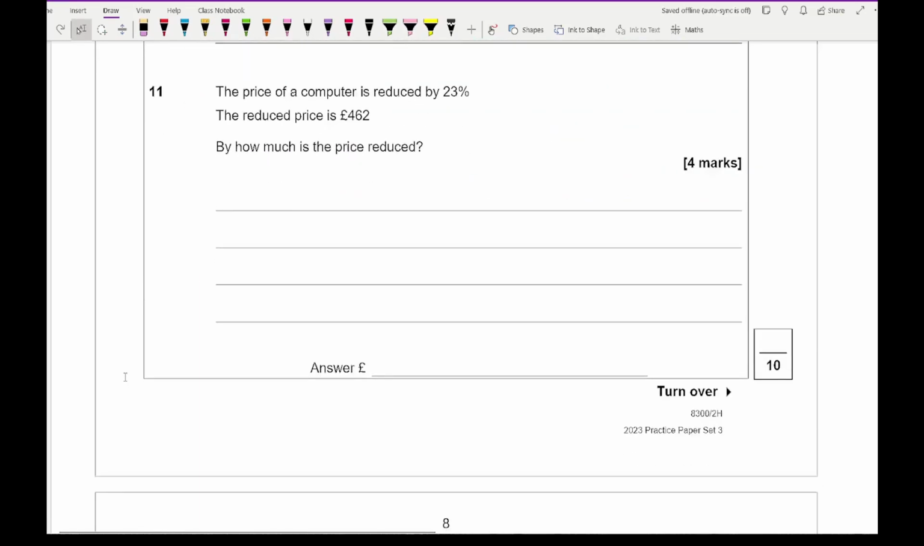Moving on to question 11, it says the price of a computer is reduced by 23%. The reduced price is £462. By how much is the price reduced?